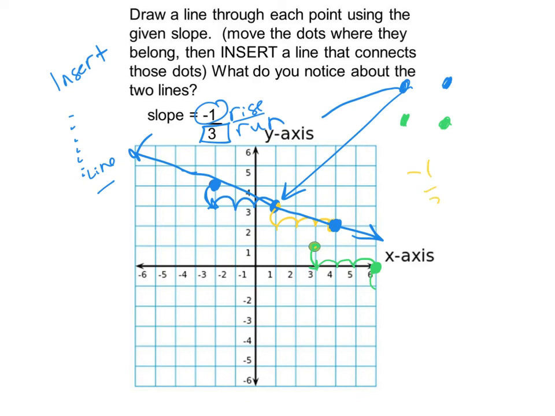So -1/3 is the same as 1 over -3. So my rise is going to be +1, and my run is going to be -3 this time. So I've moved my dots there. I am going to create a line using the line in Google Classroom. And what do you notice about those two lines? Hopefully you notice that they are parallel.